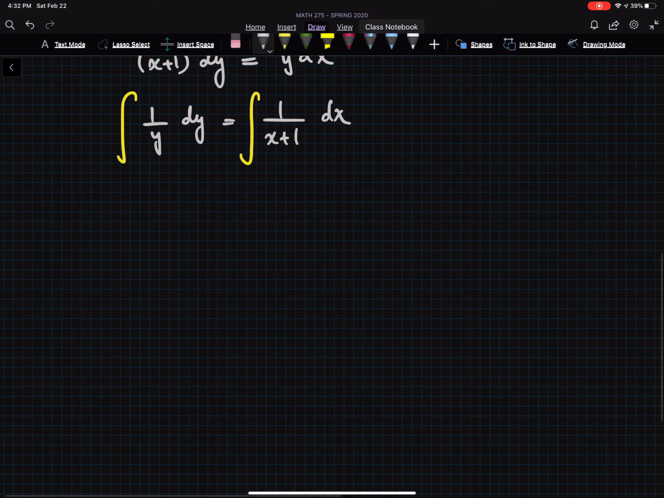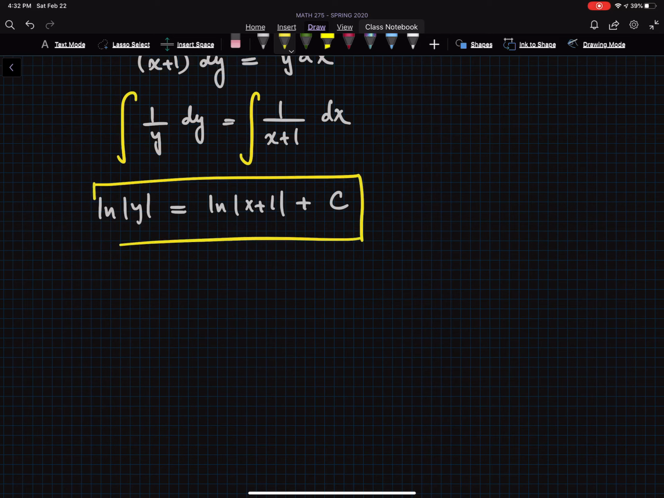The integral of 1 over y dy becomes natural log of y. And you can save the constant and write it on the other side because you're going to end up having to deal with just one constant anyways. And on this side, you'd have the natural log of x plus 1, and then you could write it plus a constant.